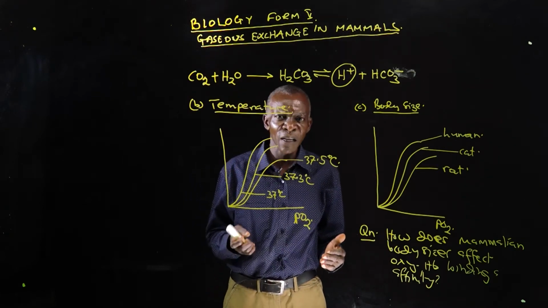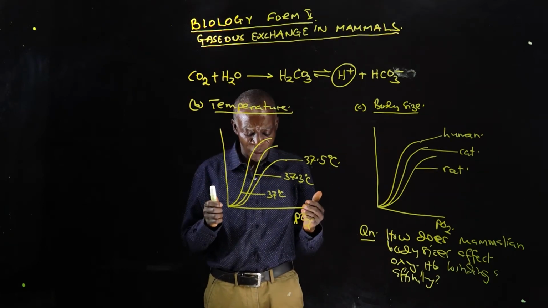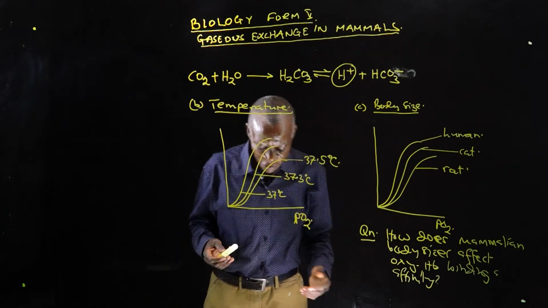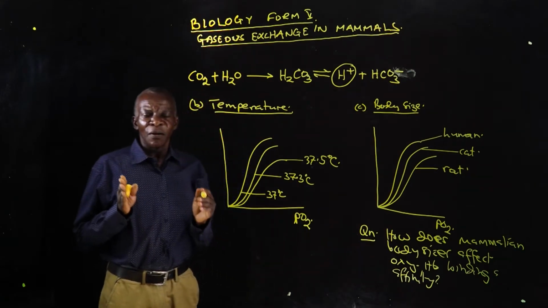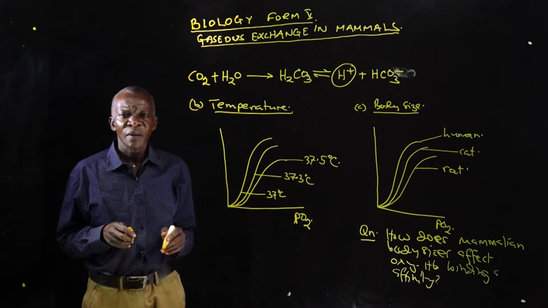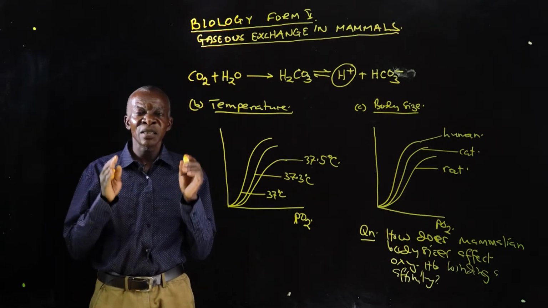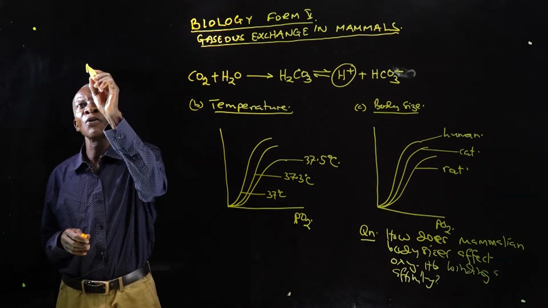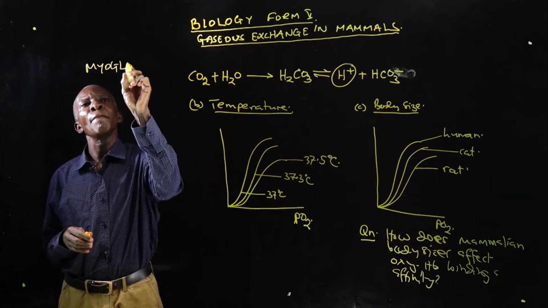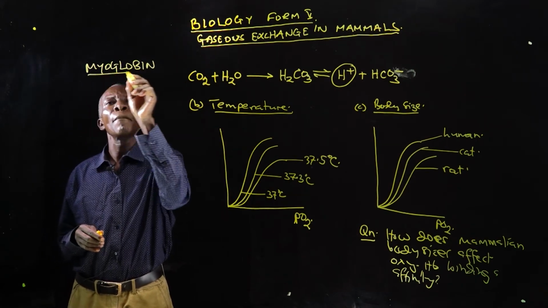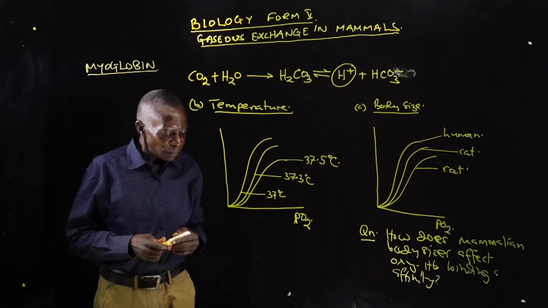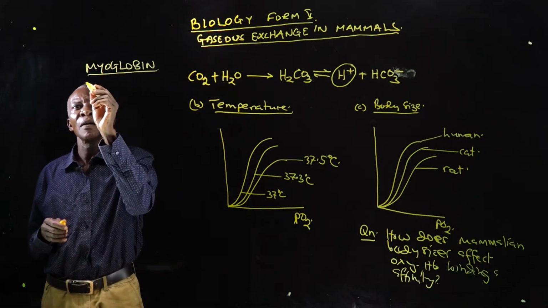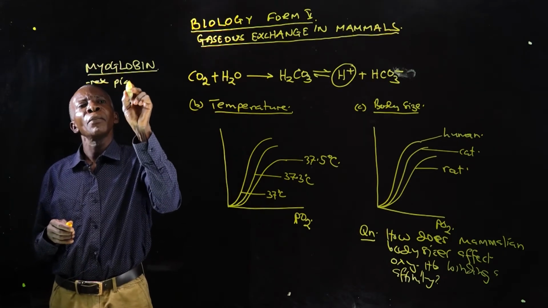Now that was hemoglobin and the way it carries oxygen. Another pigment in the blood, which is also responsible for transportation of oxygen, is myoglobin. This is a red pigment.